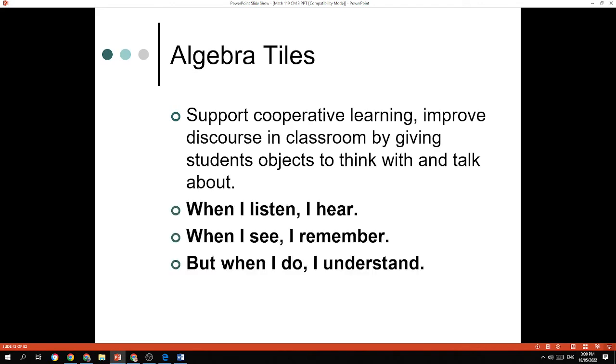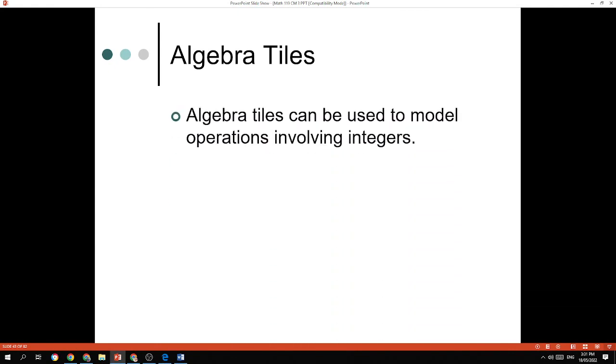and talk about. When I listen, I hear. When I see, I remember. When I do, I understand. So this will be the guiding principle behind the usage of algebra tiles.